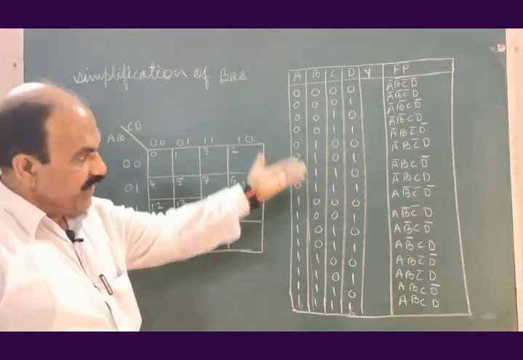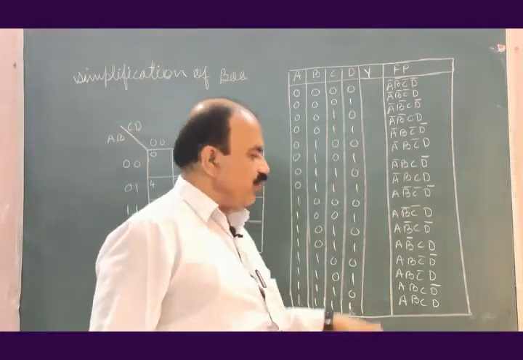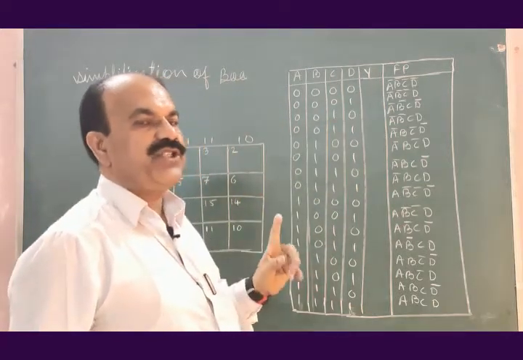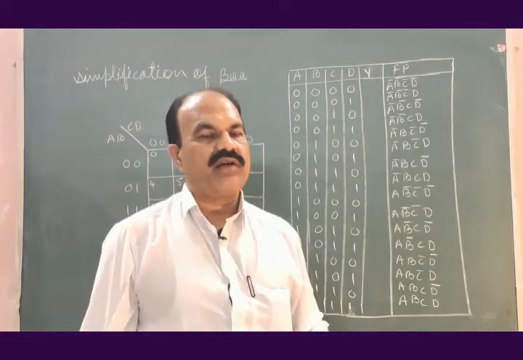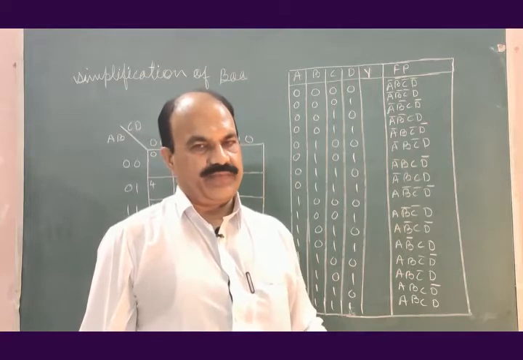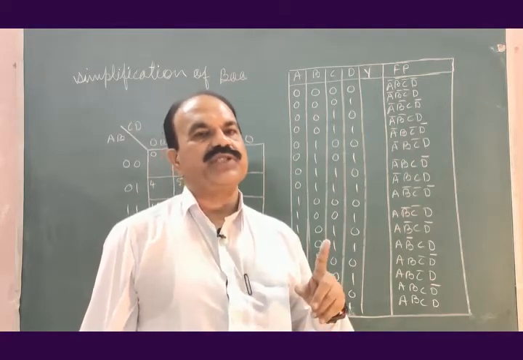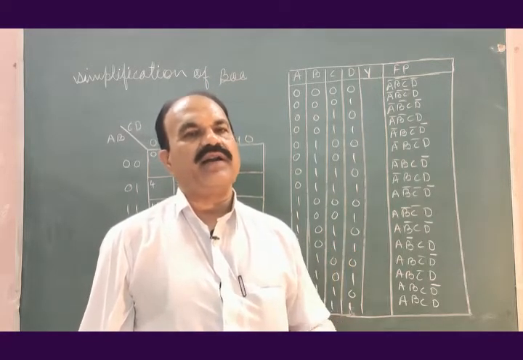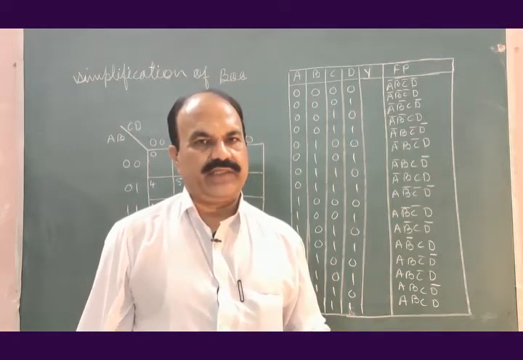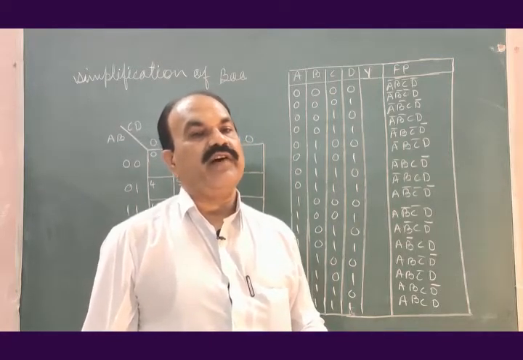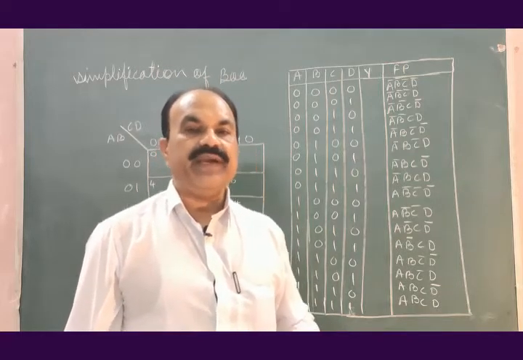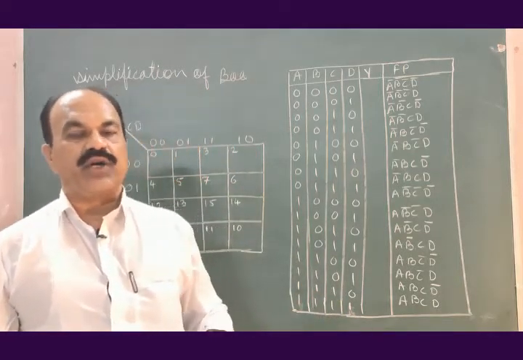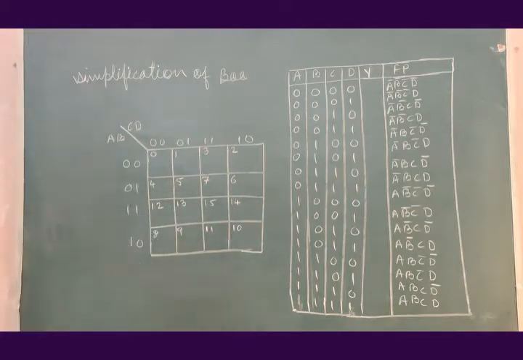Before going to use the output, I have not written any output. Let me first tell you what is meaning of pair, what is meaning of quad, what is meaning of octet, and what is use of this pair, quad and octet. How to simplify the given Boolean expression using pairs, quads and octets. The video is on. Yes, it is on.